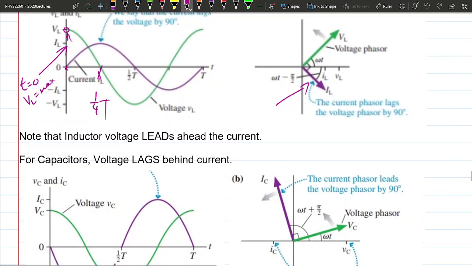If you want to memorize these things: the inductor voltage leads ahead of the current. For the capacitor, it's backward: the voltage lags behind the current. Unfortunately, leads and lags start with the same letter, so you don't get a good acronym out of it. But the way to think about it is that the inductor leads and the capacitor lags.